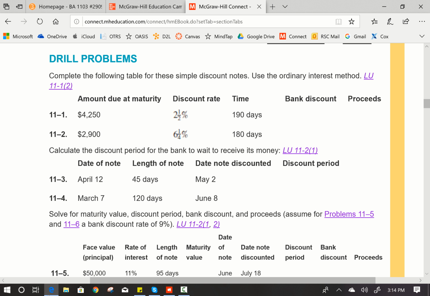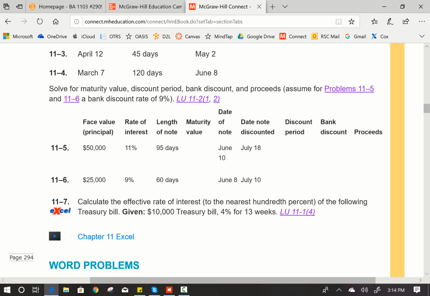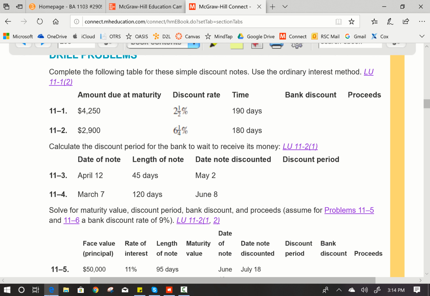In numbers 1 and 2, we're looking for the bank discount and the proceeds, which are steps 3 and 4 in the discounting process. Then numbers 3 and 4, we're looking for the discount period, which is step 2 in the discounting process. And then numbers 5 and 6, we're looking for steps 1, 2, 3, and 4, which is a maturity value, discount period, the bank discount amount, and the proceeds. Okay, so let's go back and look at numbers 1 and 2.